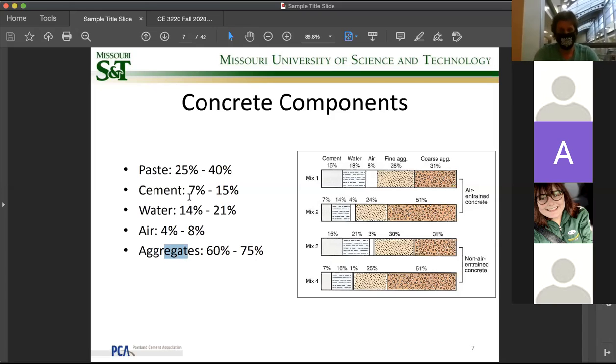We don't usually use a lot of cement. Why? Because cement is expensive, okay? So the cement is only 7% to 15%, a very small portion of it. And we use quite a bit of water to mix it, so 14% to 20% water here. We also need some air, and the main purpose of the air bubbles is to allow the concrete to flow better, okay? So that's a rough composition of the concrete materials, and we'll have an exam problem to talk about this, okay?